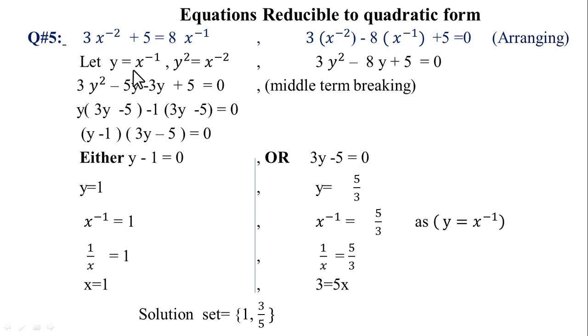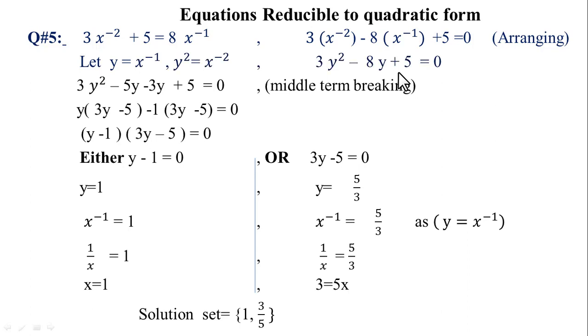Now let x to the power minus 1 is equal to y, because x to the power minus 1 is the smaller power, so we let y is equal to x to the power minus 1. Taking square on both sides, y square is equal to x to the power minus 2. Putting in this equation, x to the power minus 2 is y square and x to the power minus 1 is y. So the equation becomes 3y square minus 8y plus 5 is equal to 0.